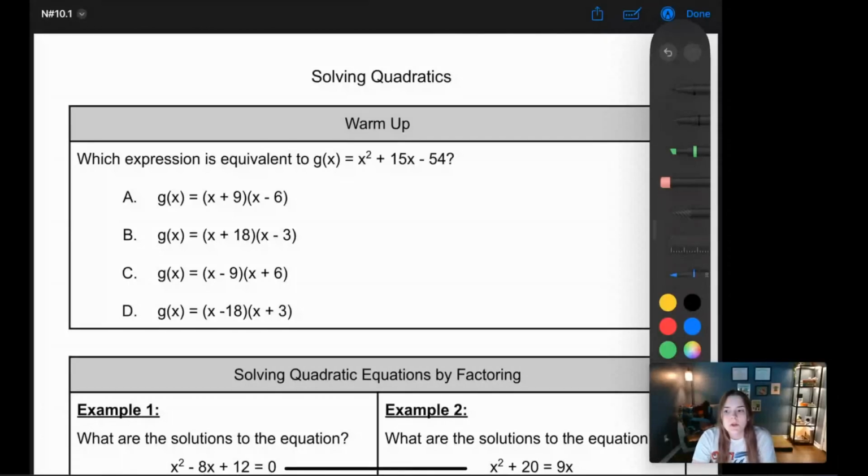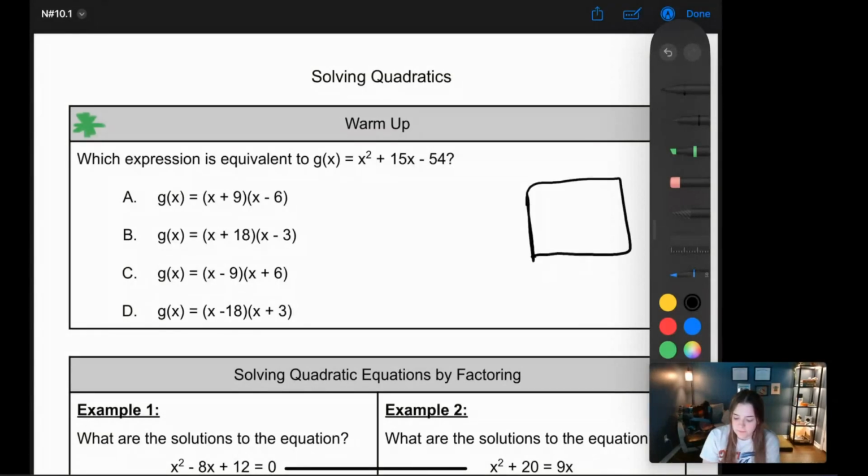10.1. So in Notes 10.1, we are continuing to solve quadratics by factoring, but we're going to take it one step further. I do want you to complete your warm-up on your own. Okay, try your warm-up on your own. Remember, where should your notes be going? In your Algebra 1 folder. Remember, you are going to use that box method. Okay, and we're going to talk more about the box method here in a second because that's still the method that we're going to use to factor.